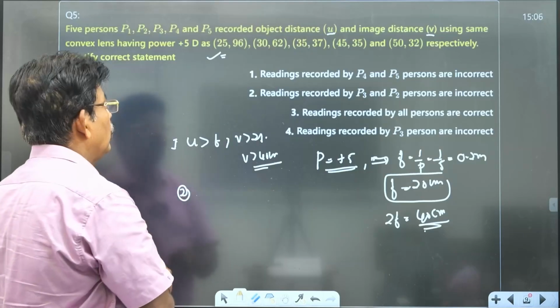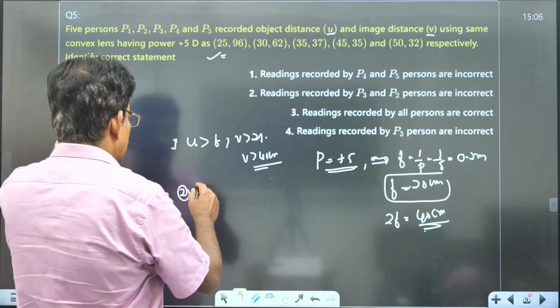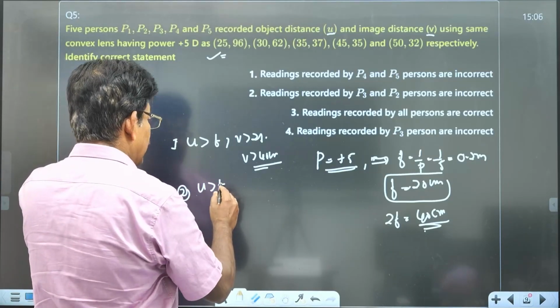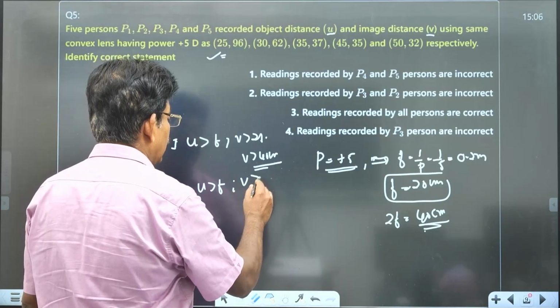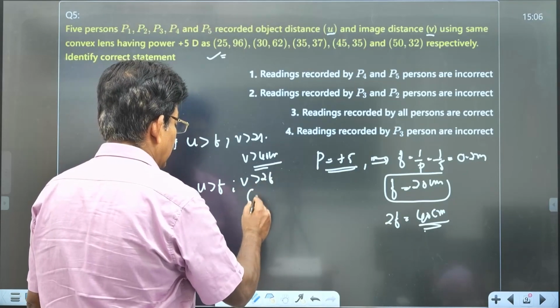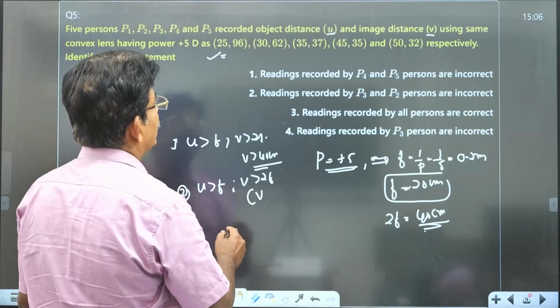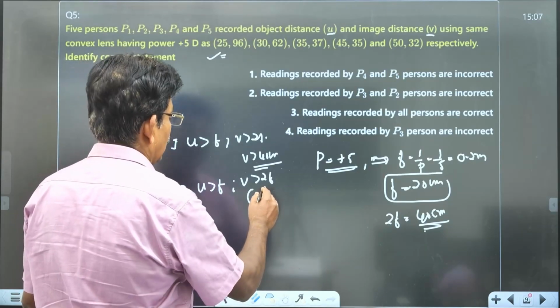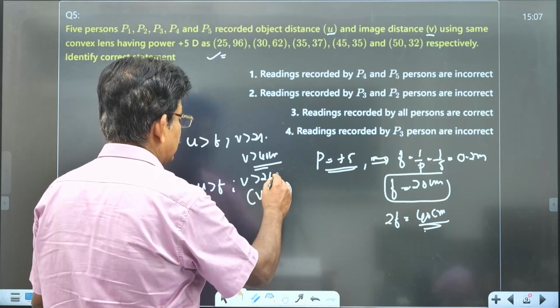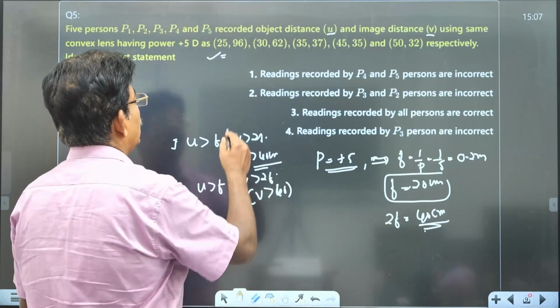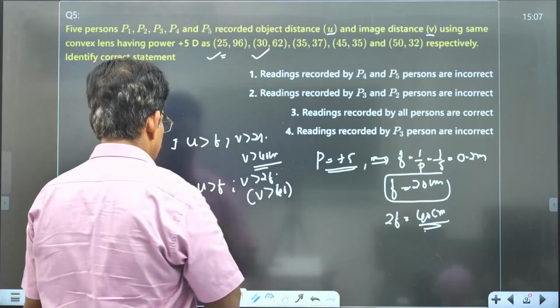Case 2, let us check. U is 30, U is greater than F. Therefore, V should again be greater than 2F. Here, the value of V is given to be 60. Again, it is correct. V is more than 40 centimeter. V is 60 centimeter, greater than 40. So, this is a correct possibility.